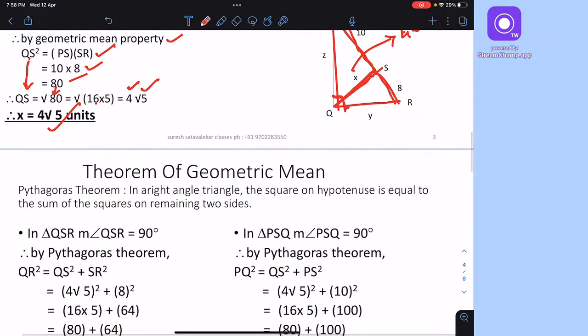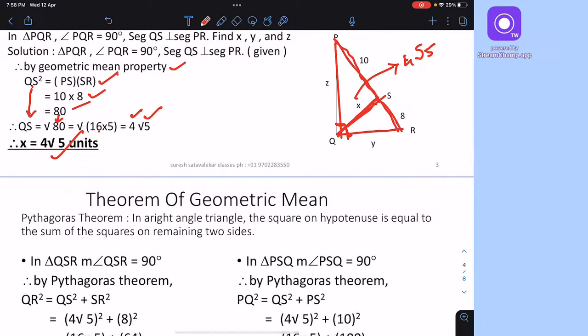Now, in QSR, measure of angle QSR is 90. This is 90. And therefore, by Pythagoras theorem, QR square, that is square of the hypotenuse, is equal to sum of the squares of the other two sides, QS square plus SR square. Now QS we found out to be 4 root 5. So QS square means 4 root 5 square, and SR square means 8 square.